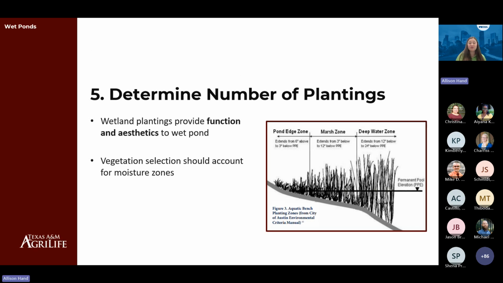Wetland plantings provide both function and aesthetics to your wet pond. Vegetation should account for your moisture zones. Where you plant different types of vegetation should depend on your permanent pool elevation. The figure on the screen from the City of Austin Environmental Criteria Manual shows the edge, marsh, and deep water zones relative to your permanent pool elevation. Reference the implementation guide before selecting vegetation for each zone. Make sure you coordinate with your landscape architect, and most importantly, avoid invasive species in your design.